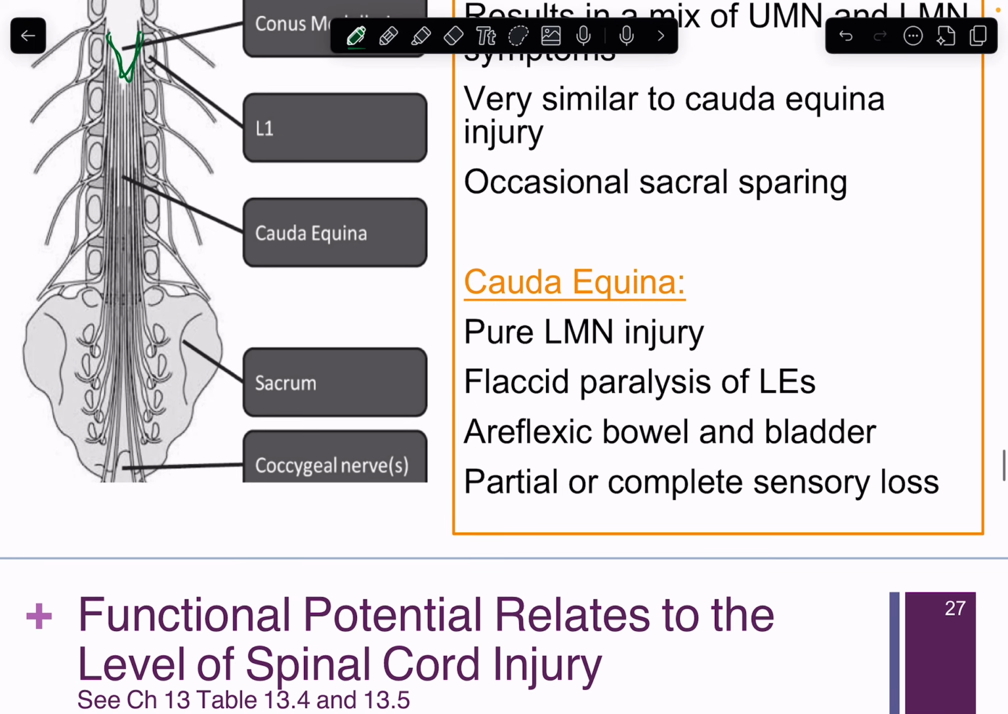The cauda equina is then a pure lower motor neuron injury. And just to remind you, these are the symptoms of lower motor neuron injury. It has paralysis, but it's flaccid compared to a spastic paralysis in the upper motor neuron. The reflexes are areflexia, compared to upper motor neuron hyperreflexia, right?